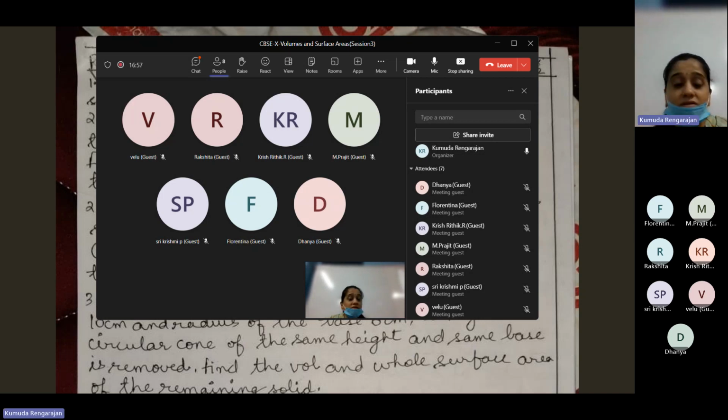How do you convert? 1 meter is equal to how many decimeters? 10 decimeters. Complete it, and I'll ask you further questions.